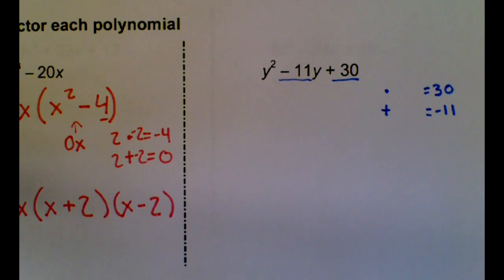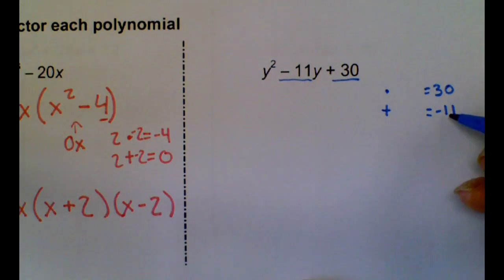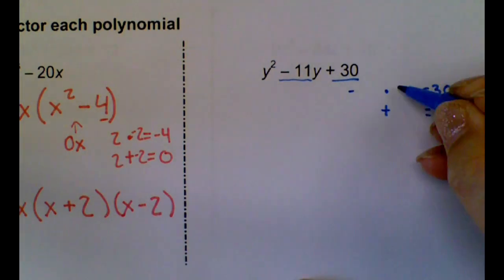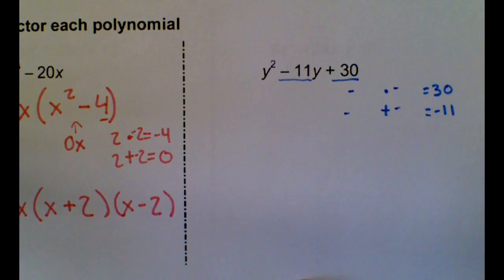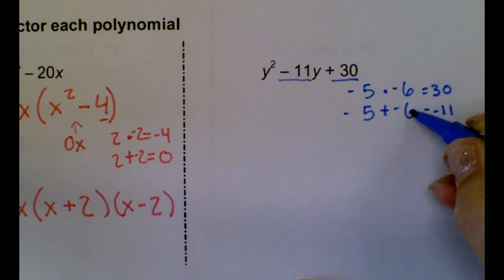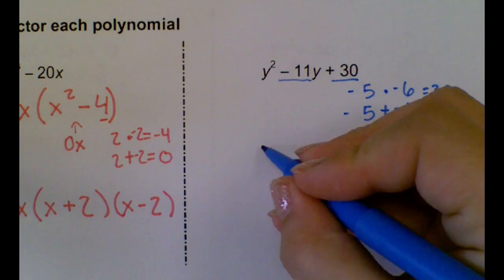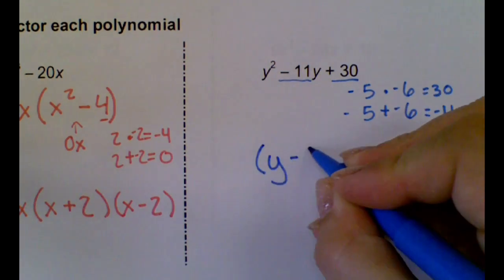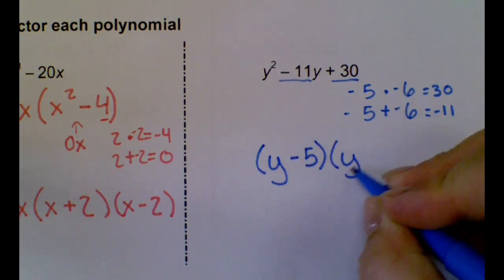Okay, so numbers that multiply to 30 and add to negative 11. Well, I know they both need to be negative so that I can add to a negative and multiply to a positive. And then 5 times 6 makes 30, and 5 plus 6 makes 11. So my factored version is y minus 5 times y minus 6.